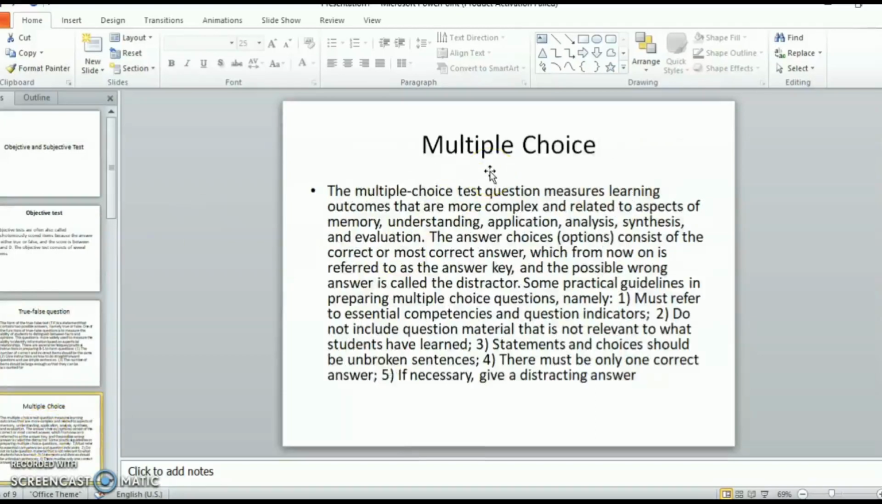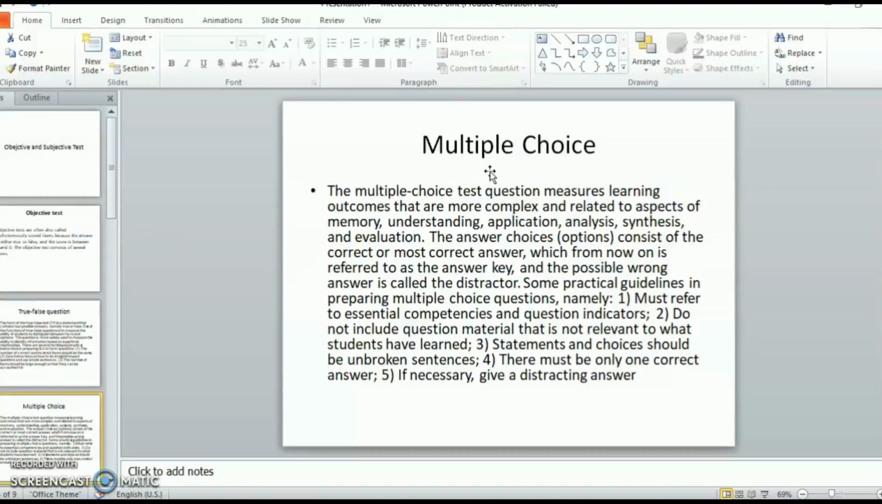Next, multiple choice. The multiple choice test question measures learning outcomes that are more complex and related to aspects of memory, understanding, application, analysis, synthesis, and evaluation. The answer choices or options consist of the correct or most correct answer, which from now on is referred to as the answer key. And the possible wrong answer is called the distractor.